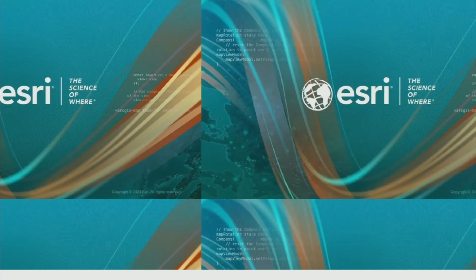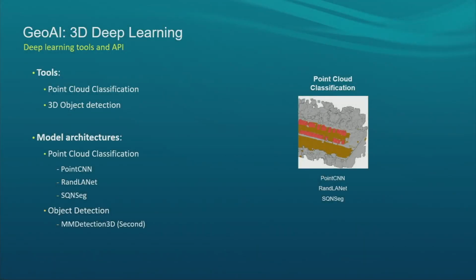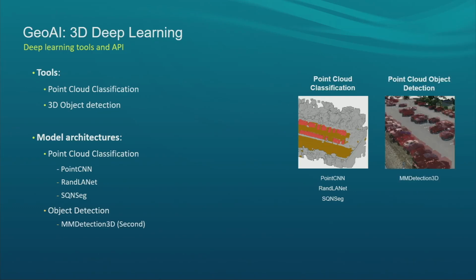So a little bit of revision before we move ahead. So yes, we have two tasks within 3D deep learning. One is point cloud classification, and there is 3D object detection. Both work on point clouds. Architectures, we keep on adding new ones after doing extensive research. So for point cloud classification, we have PointCNN, RandLA-Net, and SQN.